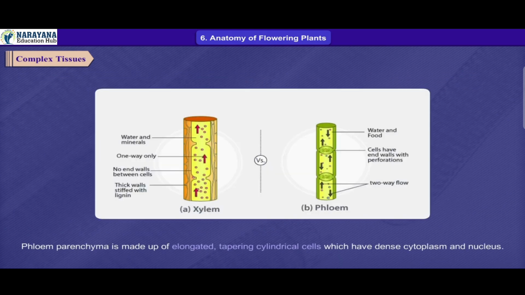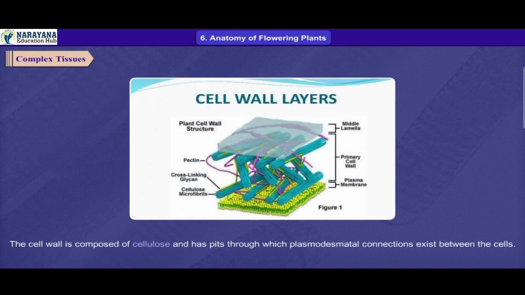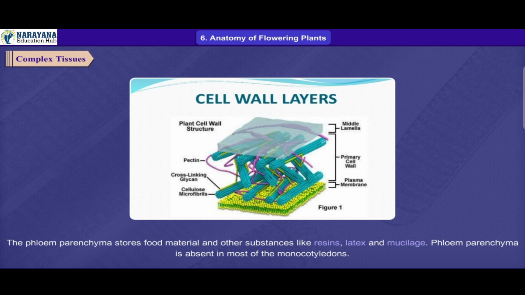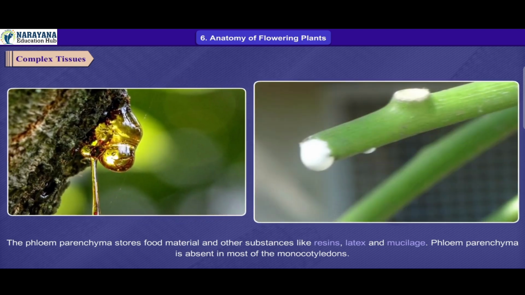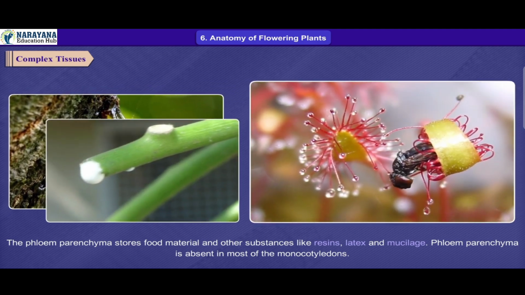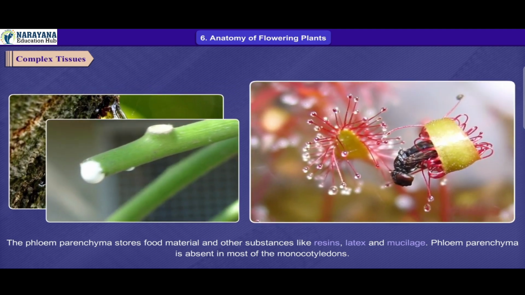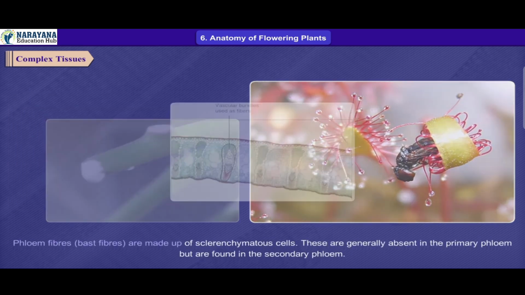Phloem parenchyma is made up of elongated, tapering cylindrical cells which have dense cytoplasm and nucleus. The cell wall is composed of cellulose and has pits through which plasmodesmatal connections exist between the cells. The phloem parenchyma stores food material and other substances like resins, latex, and mucilage. Phloem parenchyma is absent in most of the monocotyledons.